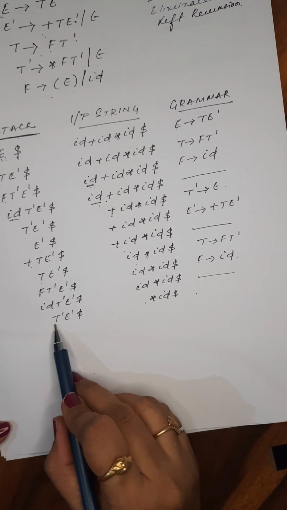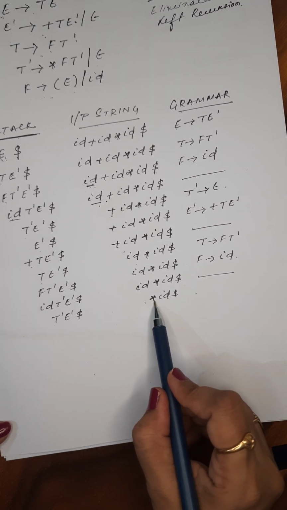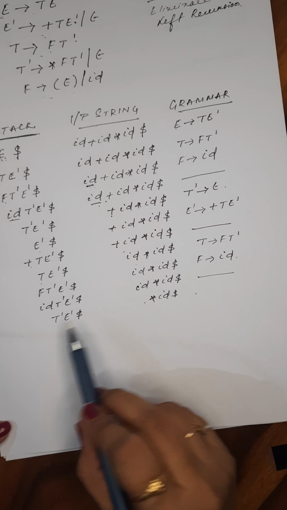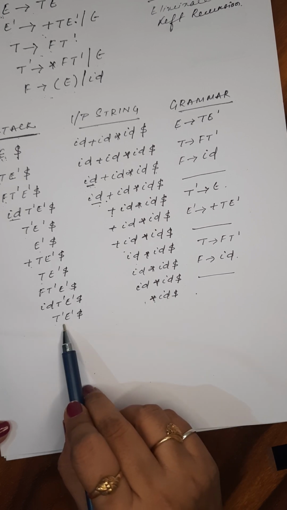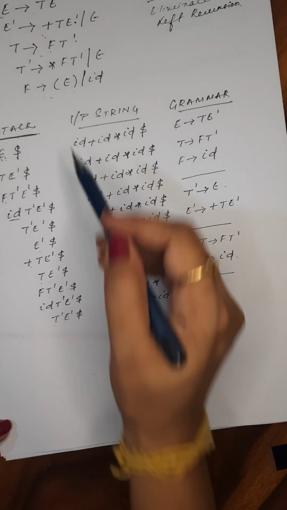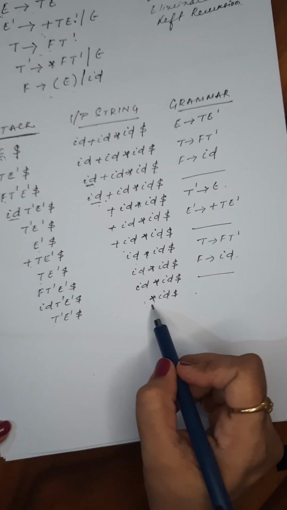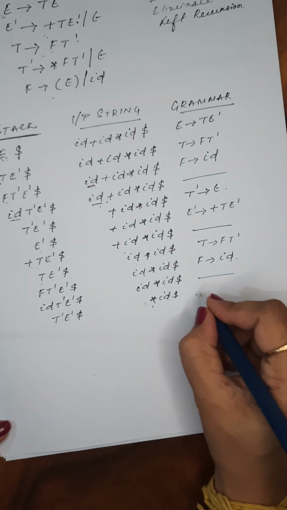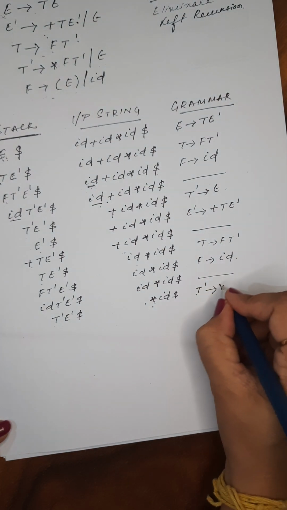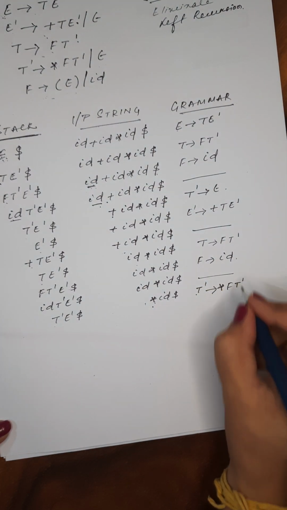What is in the stack top and what is in the top of the string? Because when these two match, then only we will perform a pop operation. So according to that, we have to take the production. Now for T dash, I am having star F T dash and epsilon. I need a star, so no need to eliminate T dash. What will I take? I will take this: T dash tends to star F T dash.